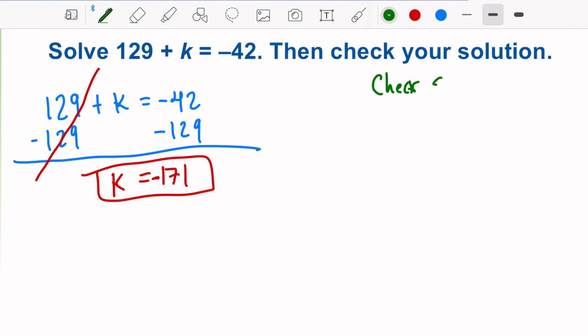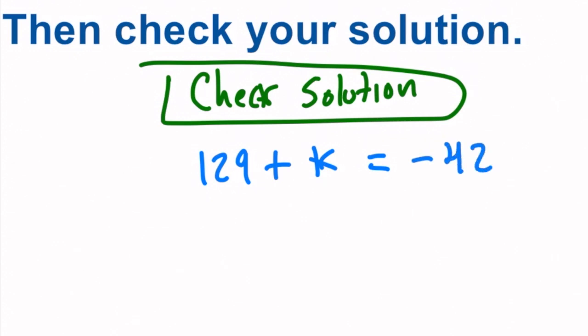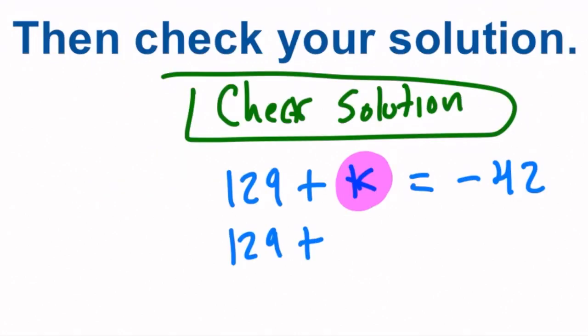But let's check our solution to see if we have it correctly. So I'm going to start by rewriting the problem. So 129 plus k equals negative 42. So I'm going to replace my k with the answer that I got by solving the problem. And I got negative 171. So I'm going to replace the k. So 129 plus negative 171.